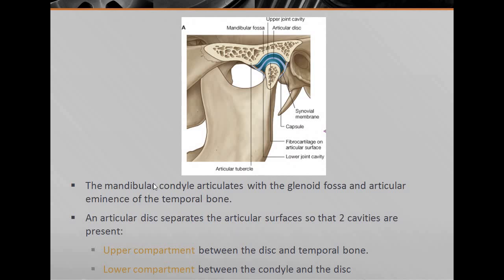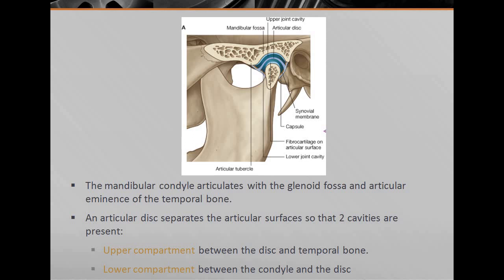The mandibular condyle articulates with the glenoid fossa and articular eminence of the temporal bone. They articulate with the glenoid fossa, also called the mandibular fossa, along with the articular eminence. An articular disc separates the articular surfaces so that it has 2 cavities. You can see the one which is in sky blue color. So this is called the articular disc.